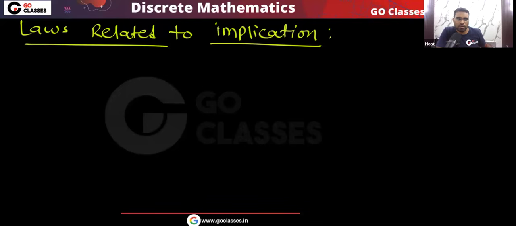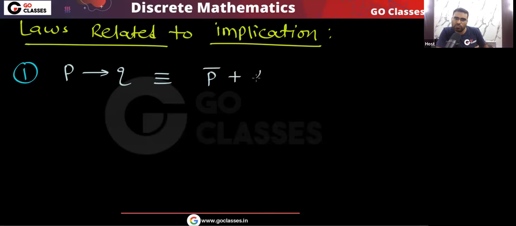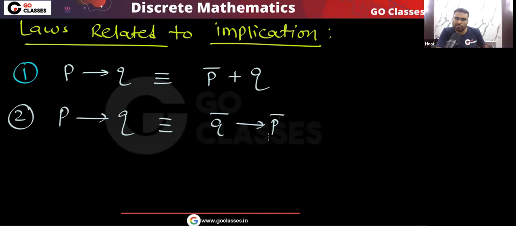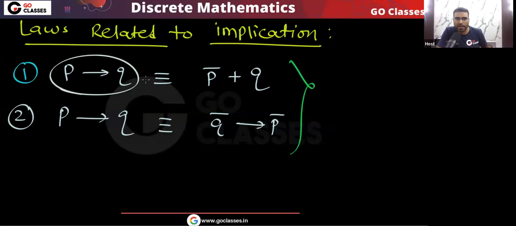Do you remember laws related to implication? For example, the first rule related to implication: P implies Q is the same as P bar or Q. Correct? Okay, very simple. Another is P implies Q is the same as Q bar implies P bar. Yes or no? So these two rules are related to implication, and they are very useful. Alpha implies beta is alpha bar or beta. P implies Q is the same as Q bar implies P bar. Okay. Now let's see some more.